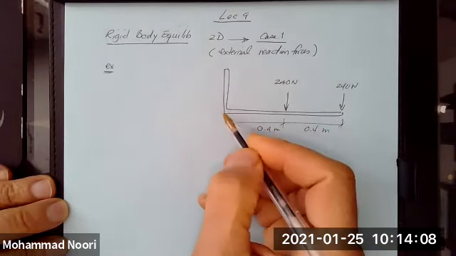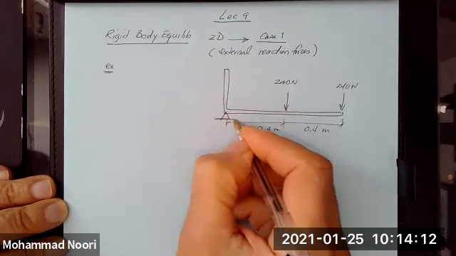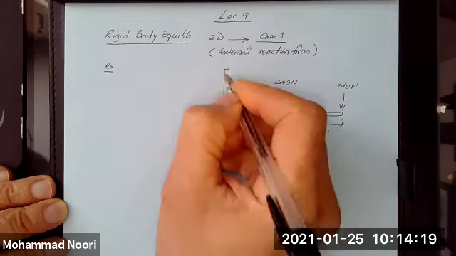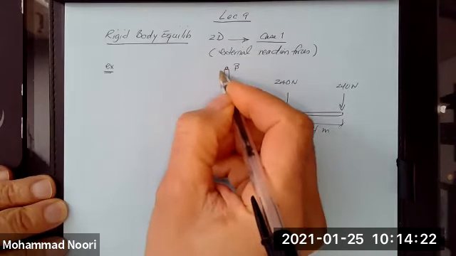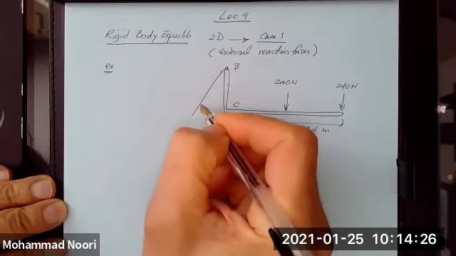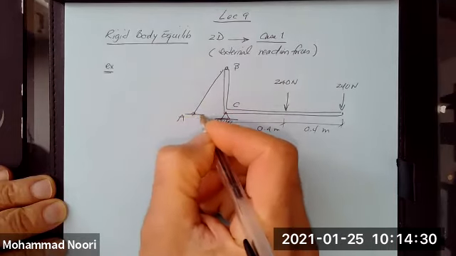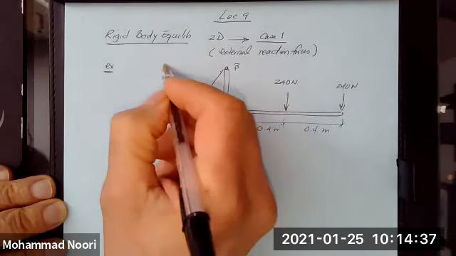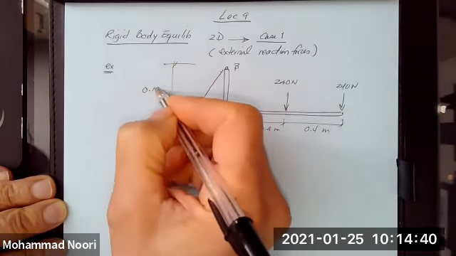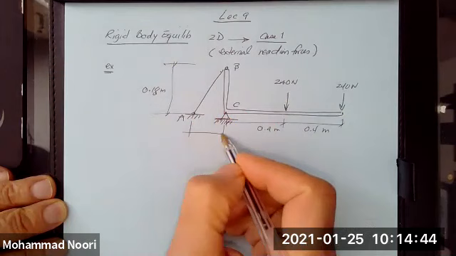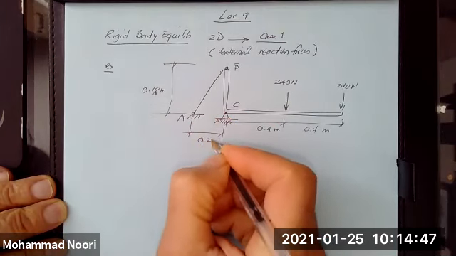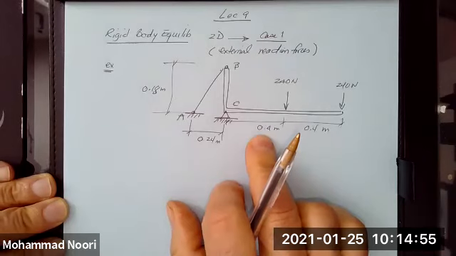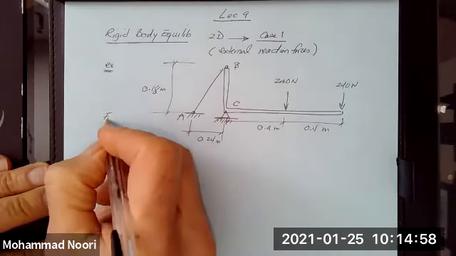The structure is supported this way externally. At point C, there is a pin that is holding it in place. And then this point B is attached to a cable, and this cable is connected to someplace, point A, on the ground. And this distance is given. This is 0.18, and this distance from support C is 0.24 meters.